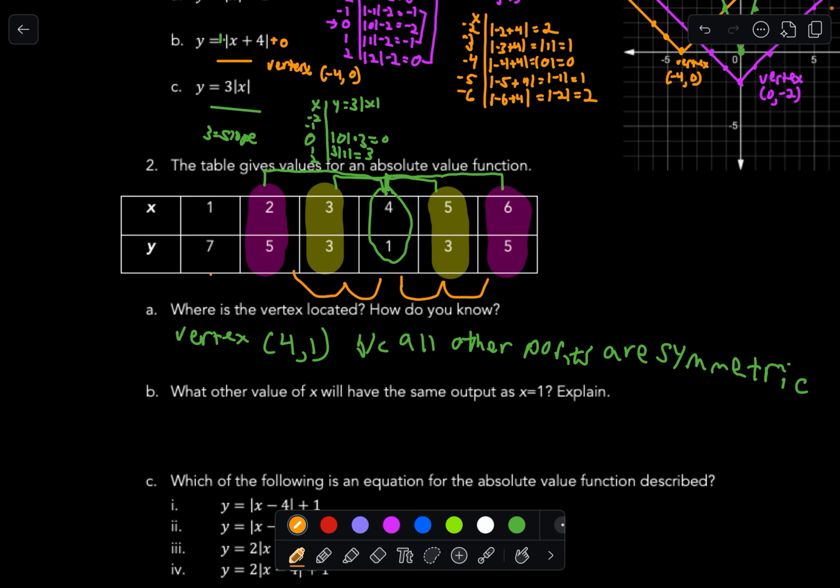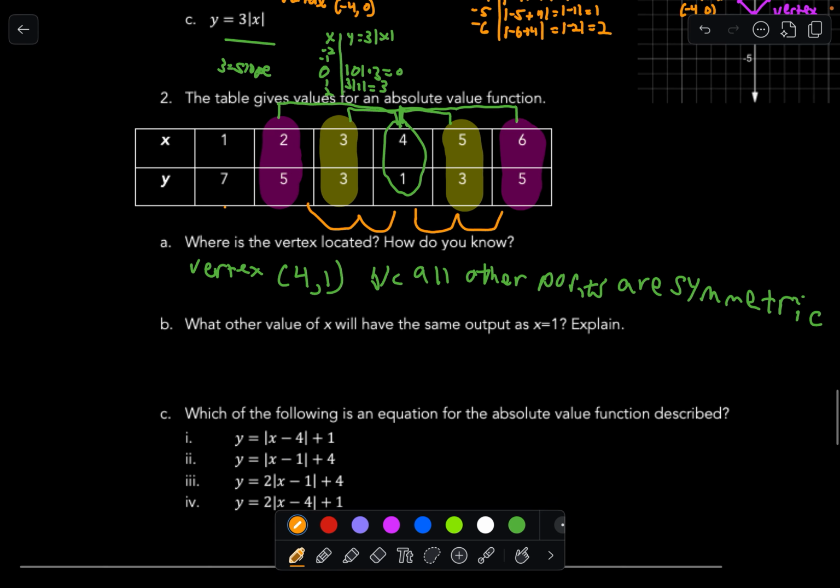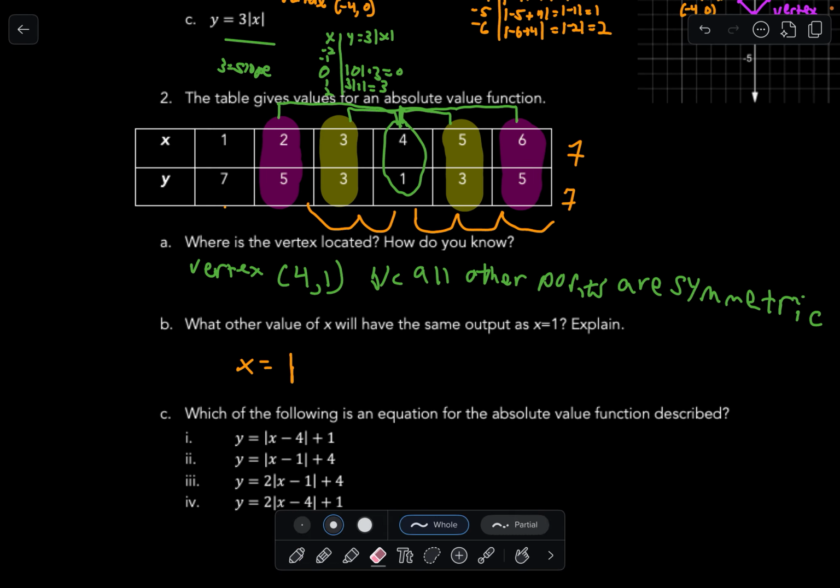So what other values will have the same output as x equals 1? Well, x equals 6. Not 6. 1 is 3 units away, so we'd have to go 1 more, and it'll be 7. And so it'll be at x equals 7, because 7 is the same distance to the right of the vertex as 1 is to the left of the vertex.